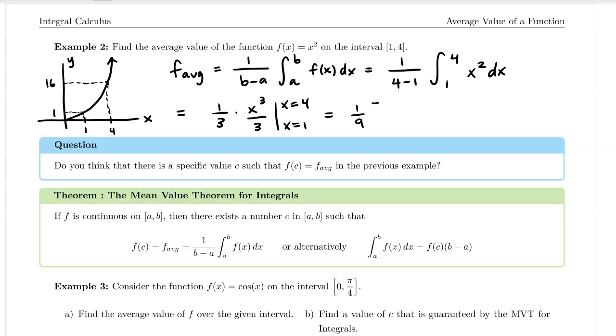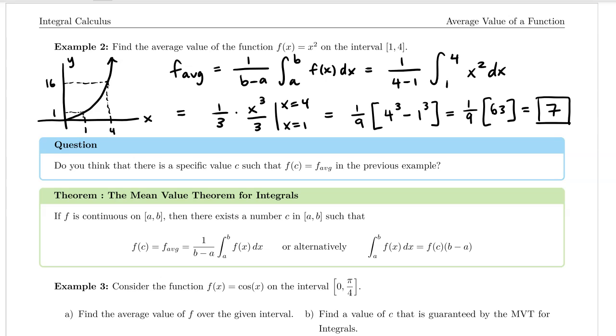And then I have 4 cubed minus 1 cubed, and that gives me 1 over 9 times 64 minus 1, which is 63, and that turns into 7. So 7 is the average value of my function, and if you think about this in terms of the bank account, that means between day 1 and day 4, I had an average of $7 in my bank account, which is a little sad, but that's reality sometimes.